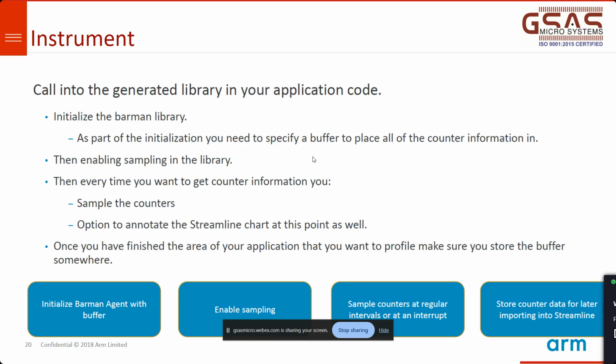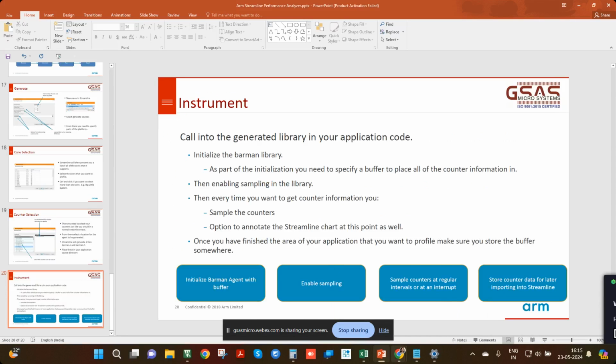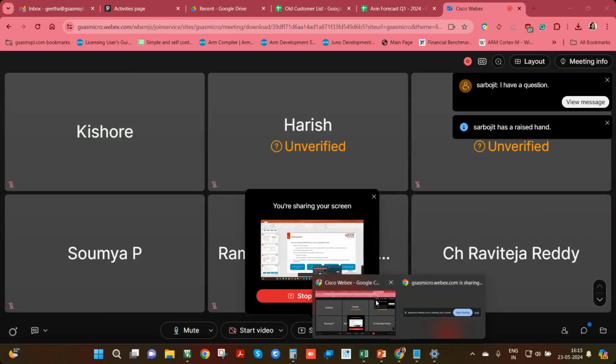So if anyone wants more information on Streamline, you can go to developer.arm.com and find the details. Just a second. I can show that for you.